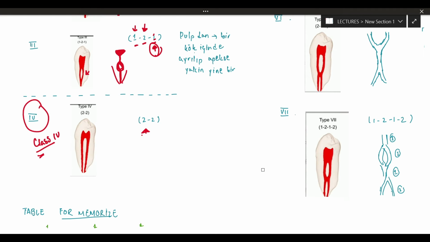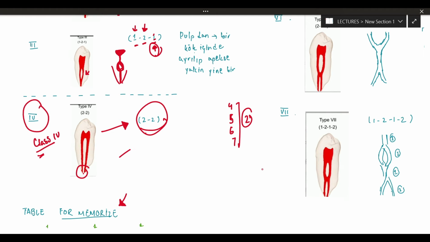Okay, so type 4. Type 4 is simple. Let me finish the video. Coming towards here, type 4 is very simple. We know that from 4 to 7 we have two canals leaving the apical foramen.